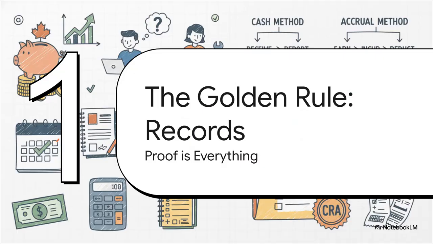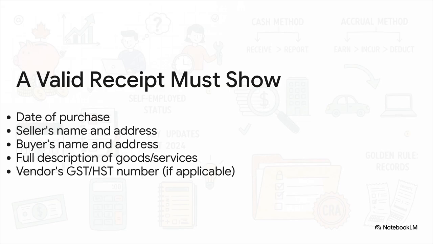We've now arrived at our final section, and I've saved what I think is the most critical part for last. You can master every single rule about income and deductions, but none of it, and I mean none of it, matters without this. This is the golden rule of tax. You need meticulous records. The subtitle says it all. If you can't prove it, you can't deduct it. Period. So what does proof look like to an auditor?